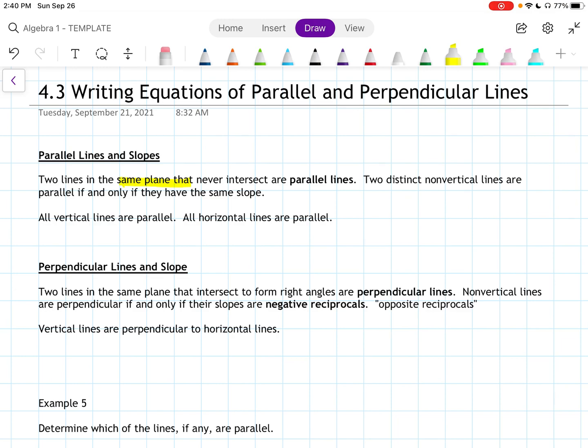Two lines in the same plane that intersect to form right angles are perpendicular lines. Right? Perpendicular means that they meet at a right angle. Non-vertical lines are perpendicular if and only if their slopes are negative reciprocals. And normally I say opposite reciprocals. They mean the same thing. Vertical lines are always perpendicular to horizontal lines.